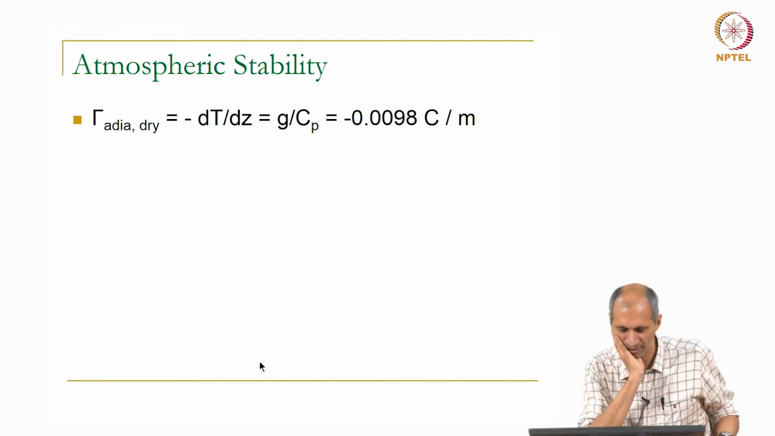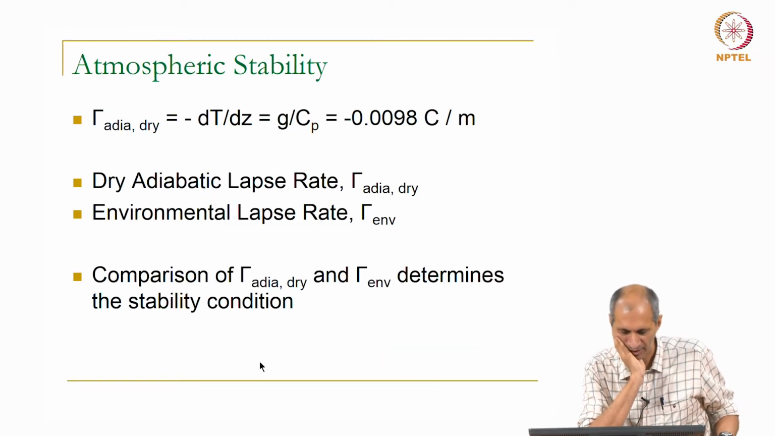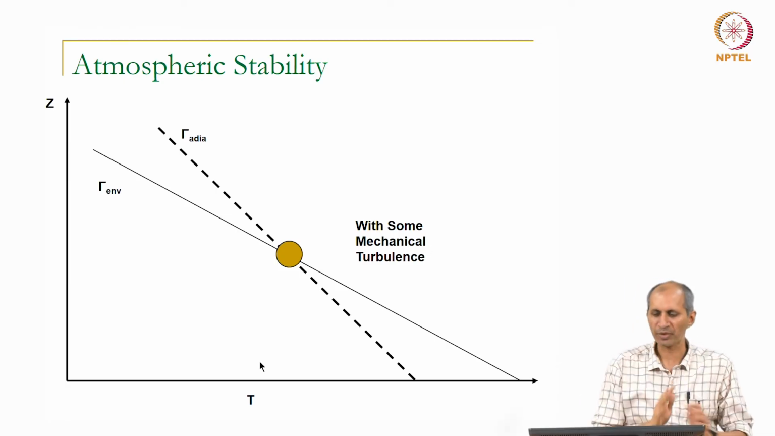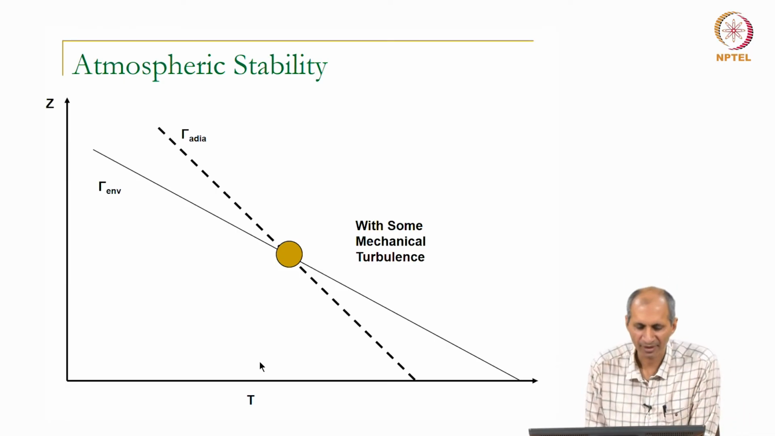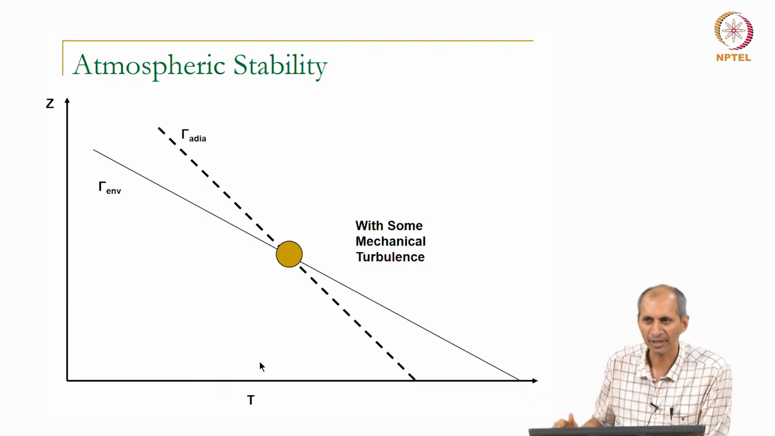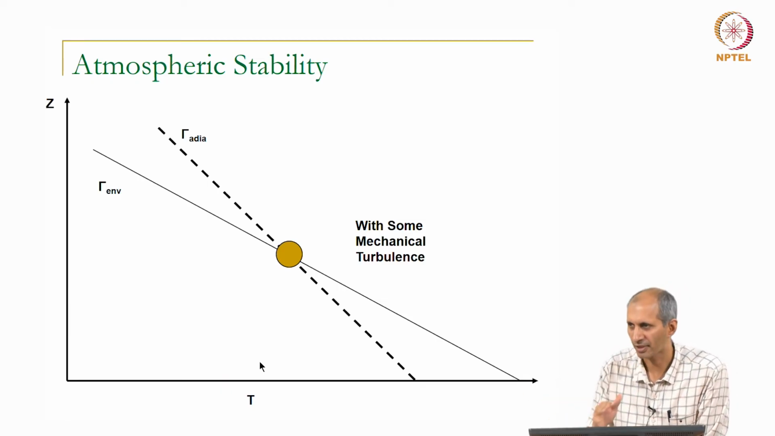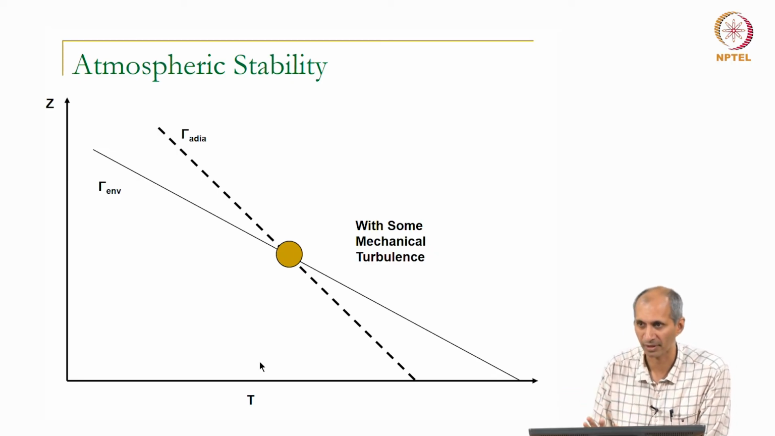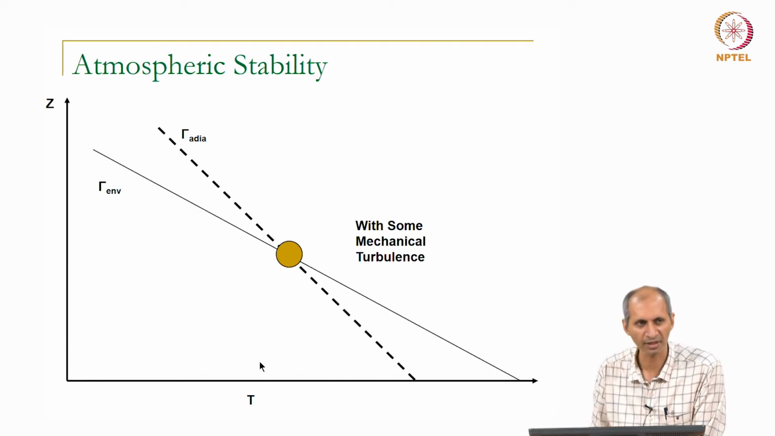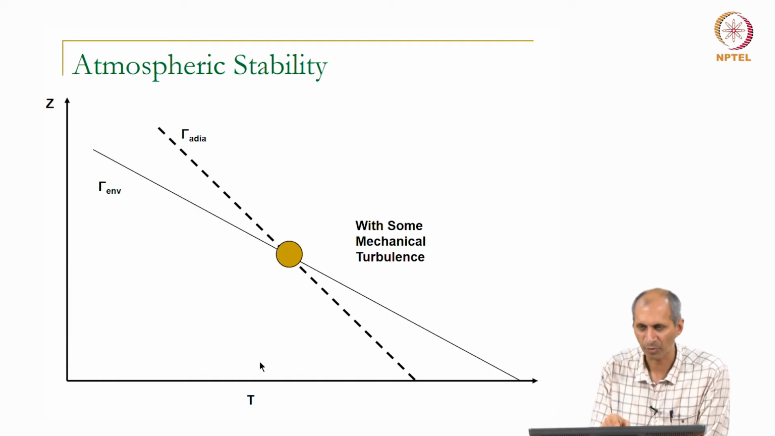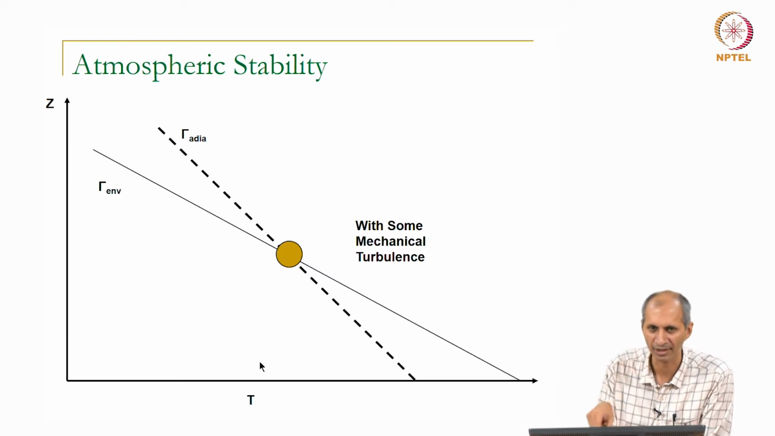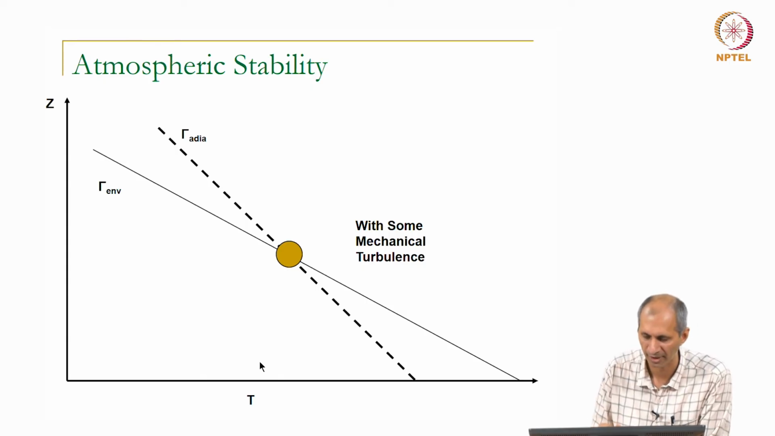So, what we look at is the following. This is the adiabatic lapse rate, and let us assume that gamma environmental is the environmental lapse rate, which is the change in temperature with height in the environment that is existing at that particular time, and gamma adiabatic is the trajectory this wants to take. So, let us say at this point of intersection, this parcel is moving up naturally, but there is a point where it intersects with the environmental lapse rate.